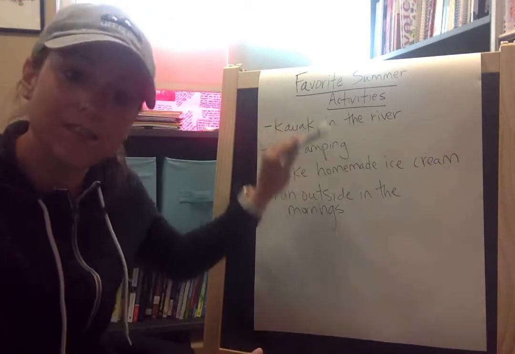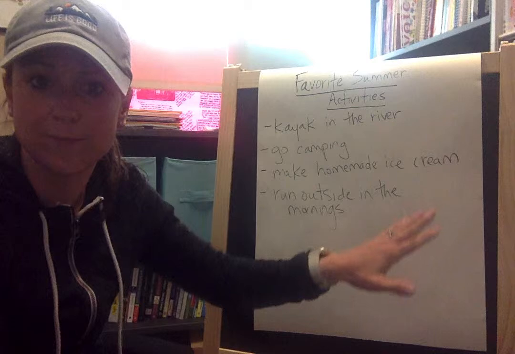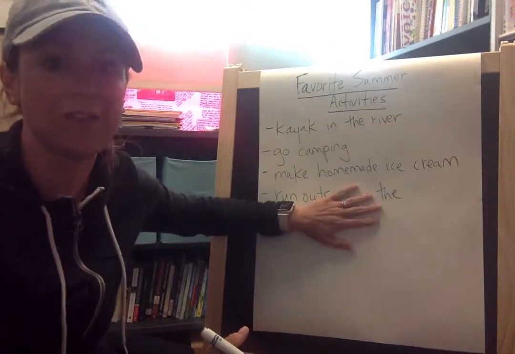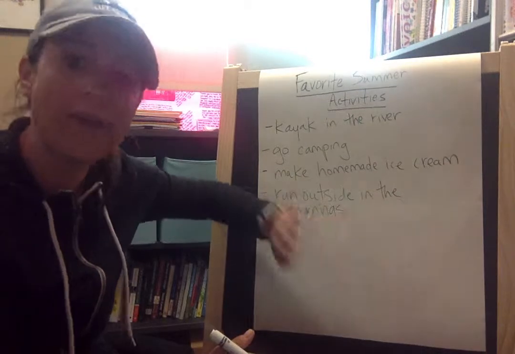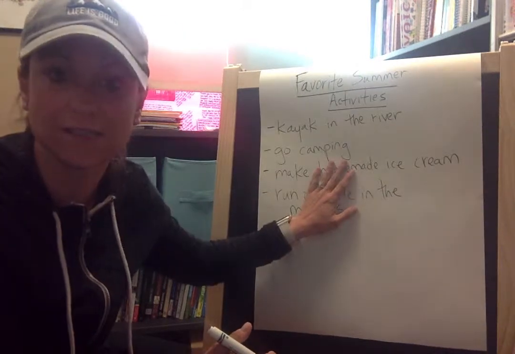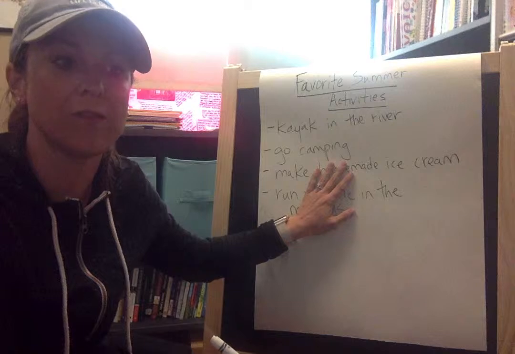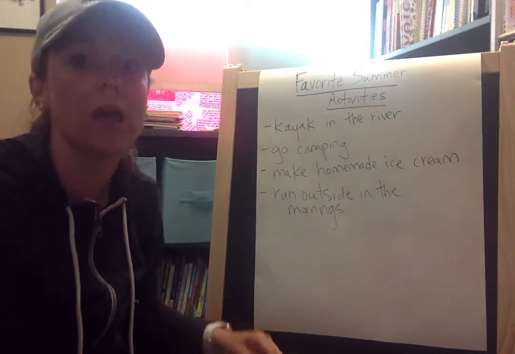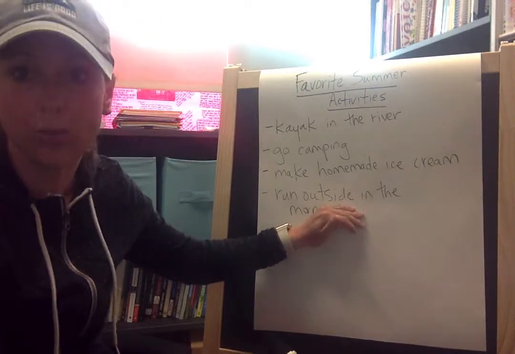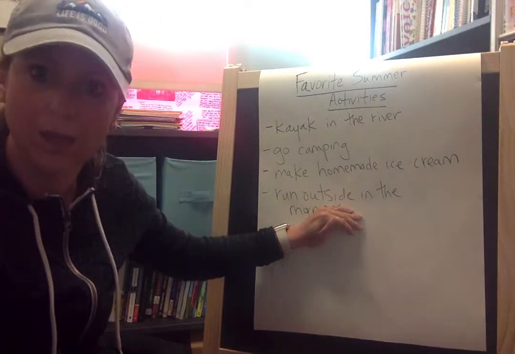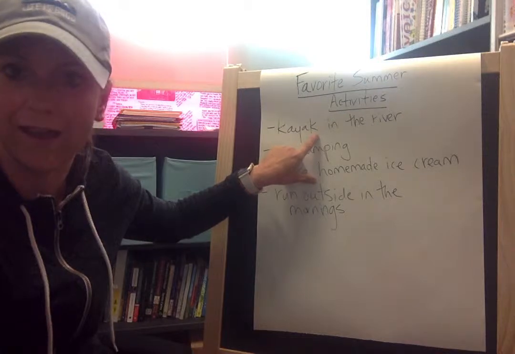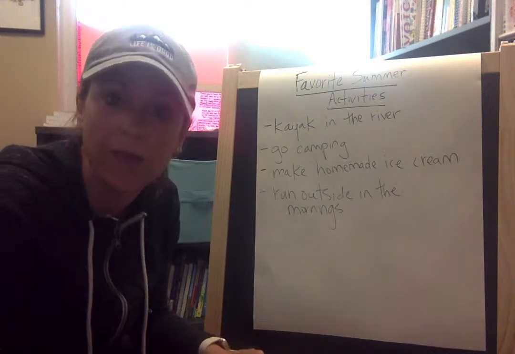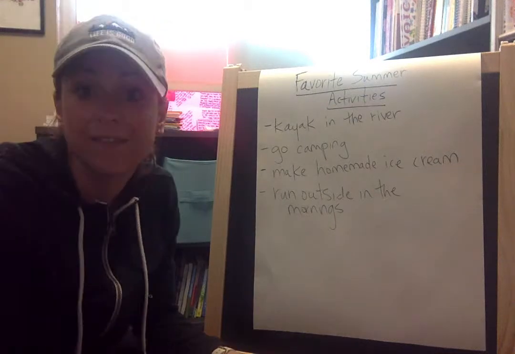This list is why this is a launching strategy, because once kids have a list like this in their notebook, they can go back and reference it anytime. So when you say we're going to write a narrative piece, and a kid says, I don't have anything to write about, you have them go back in their notebook and say, well, you've got kayaking here, or you've got going camping. Can you tell me a story about a time that your family went camping? There you go. That's the idea.